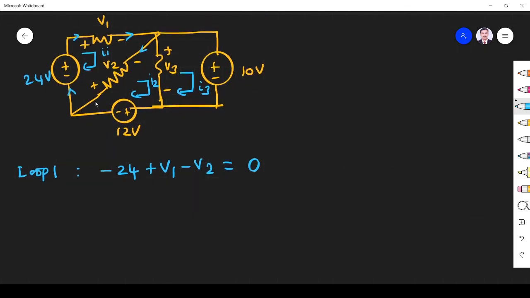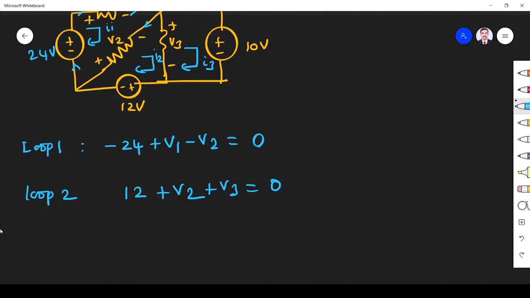Now we see loop 2. This is loop 2. Here current enters the 12 volt source at the positive terminal, so it is plus 12. It enters through the positive terminal of V2, so it is plus V2, and again it is going like this, and it is entering through the positive terminal of V3, so plus V3 is equal to 0, right?